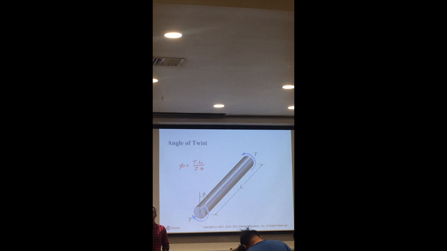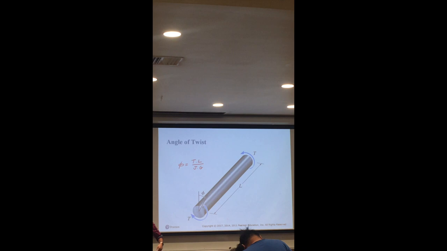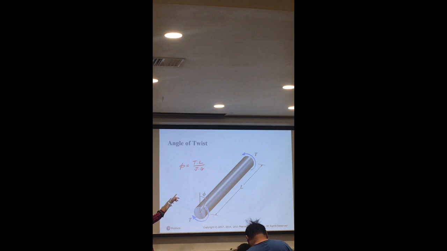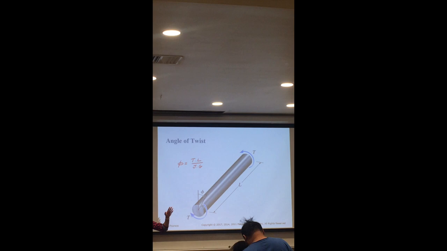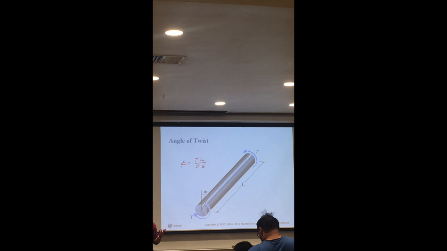Yes. So when you're solving for this, is the answer in radians? That is a good question. Who can help me? What is the answer here? Radians. It is radians, yeah? So, let's do a quick mental exercise. What are the units here? T is what? Torque. What's the unit of torque? Newton meters. So we have Newton meter squared, right? Upstairs. And then what do we have for J? That was pi over 2 c to the 4th. So that's meters to the 4th. And then G? G's pascals, just like elastic modulus, right? So it's Newton over meter squared, right? So if you write that, what happens? They all cancel out. It's basically unitless, or radians. Okay. That was a good question.